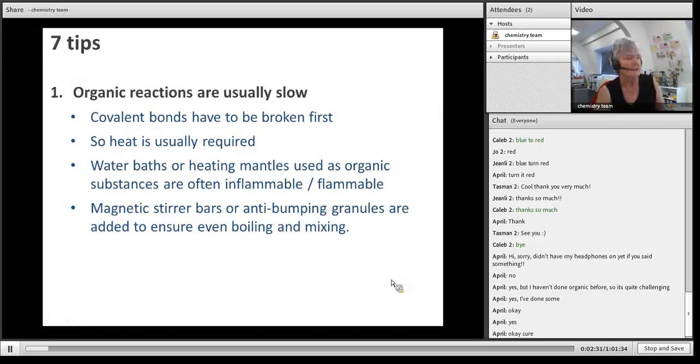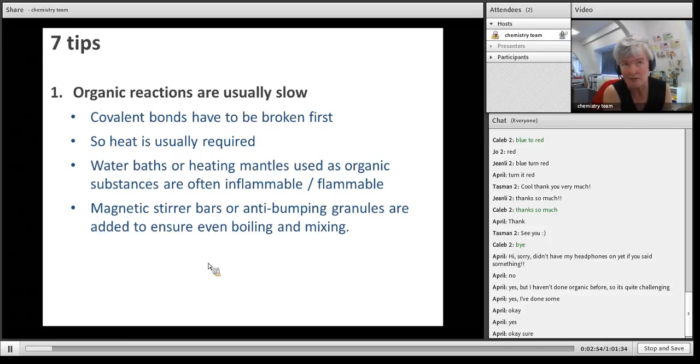Okay, right, so the first of the 7 tips: organic reactions are slow because you have to break covalent bonds, and covalent bonds are strong from your level 2 chemistry, so you're going to need lots of energy to break them. Okay. Ionic reactions are quick.